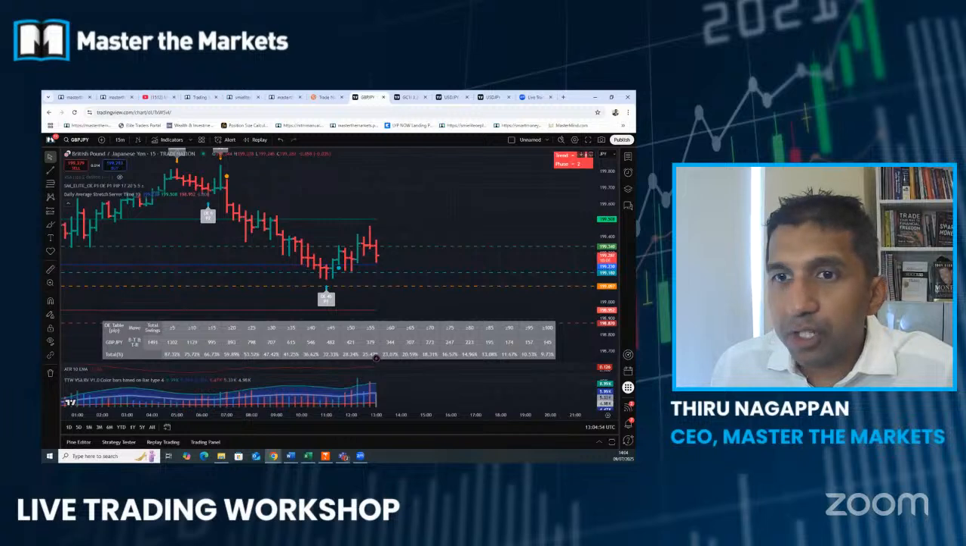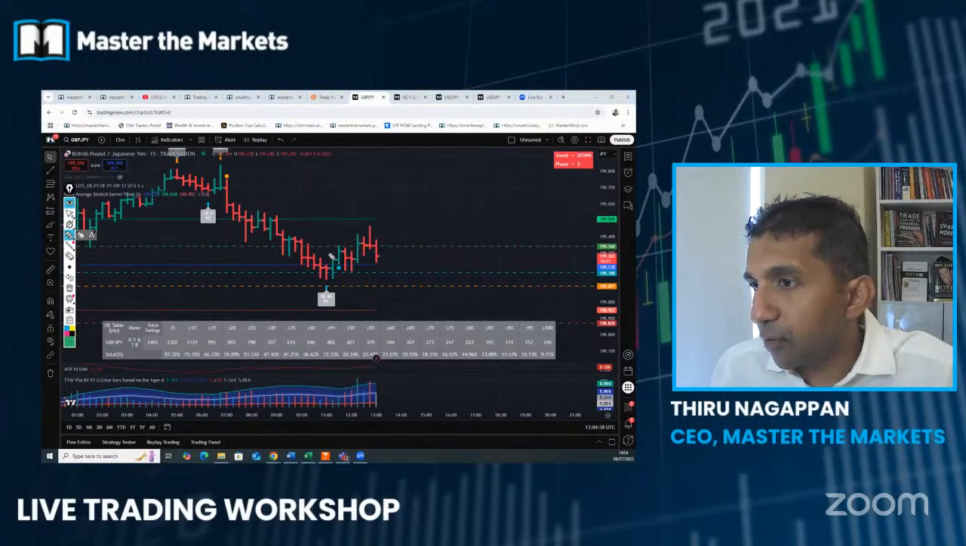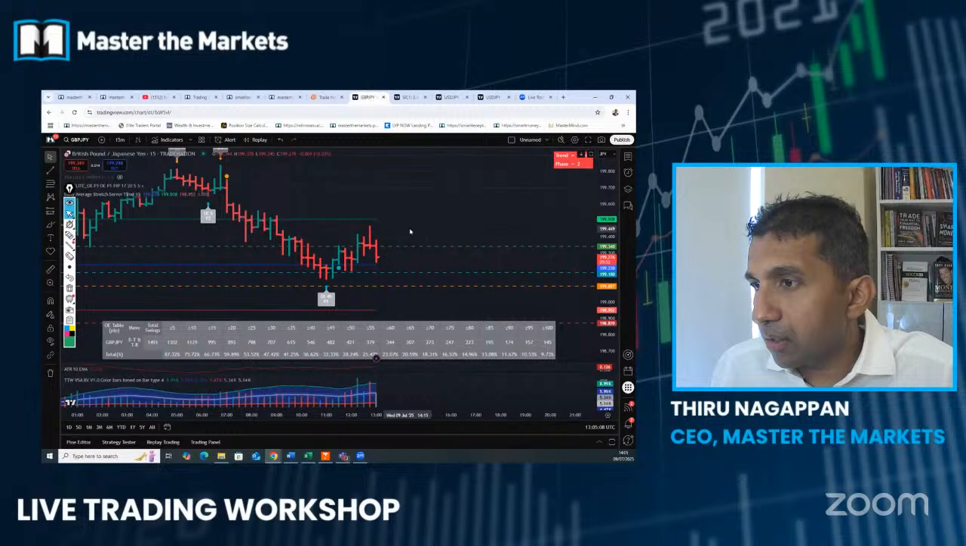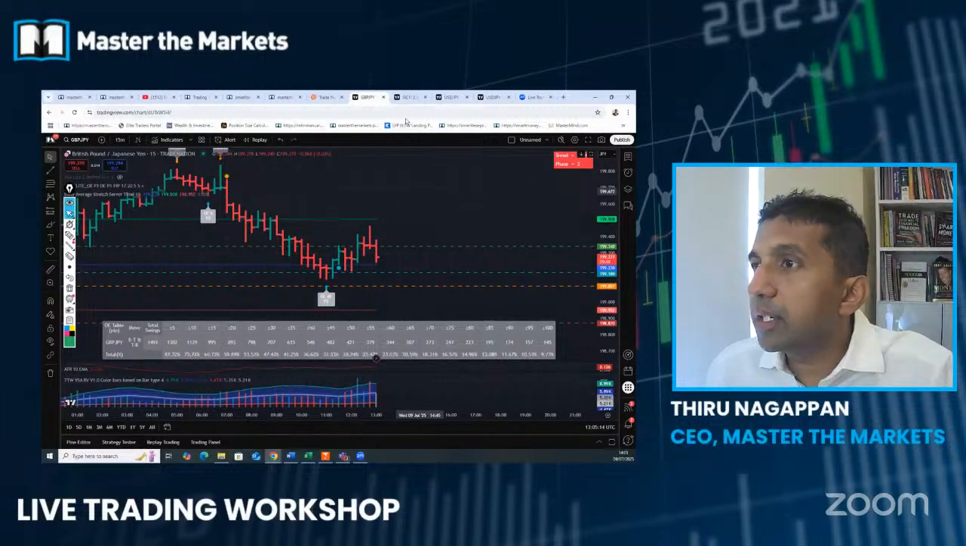GBP Yen just now as well. I was taking a look at this volume spike that's coming to come and test that area towards a long. Okay, so that's what I am looking for. I might be taking this trade towards the long side. I will come and check that in a minute.